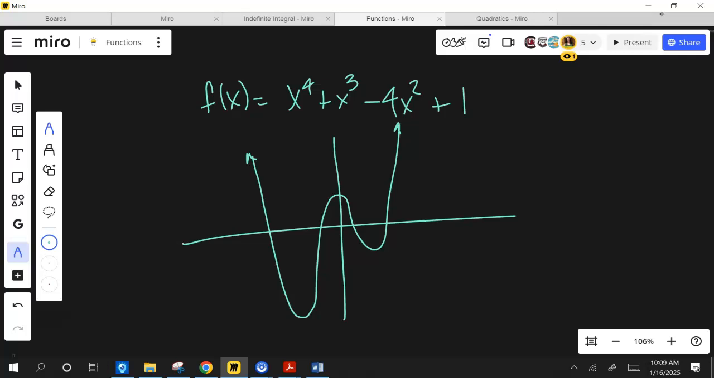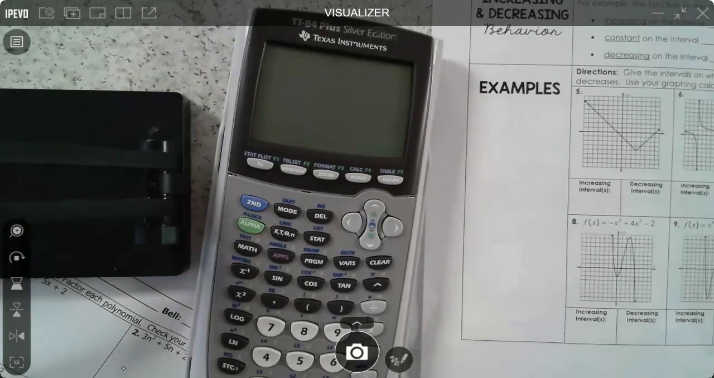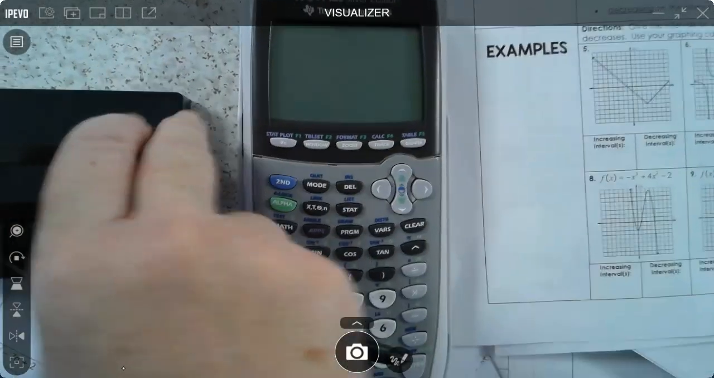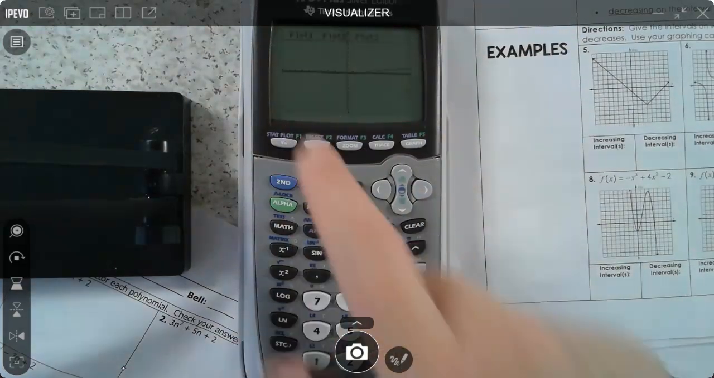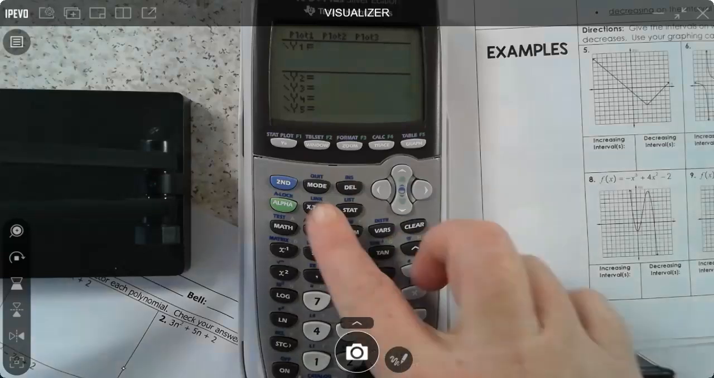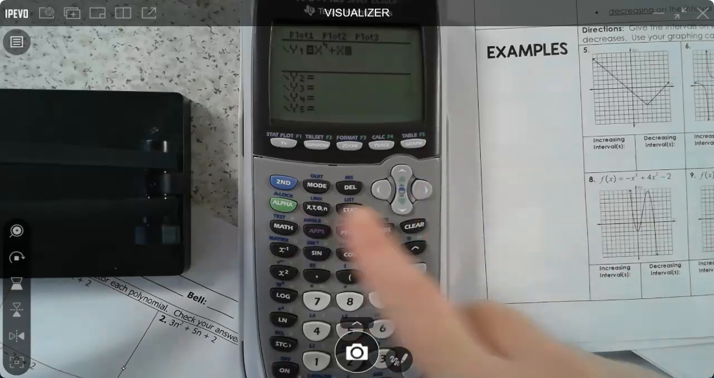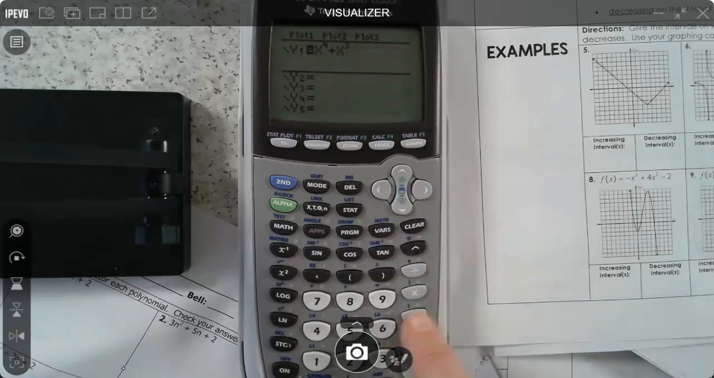All right. Let's graph this bad boy on our calculator. This one's not from your paper because I don't have a lot. This one is from a practice paper I have up here. We're not finding the zeros on this one now. X to the fourth plus x to the third minus 4x squared plus 1. Zoom 6. Uh-oh. I'm sorry. I've got some ordered, but they're not here yet.